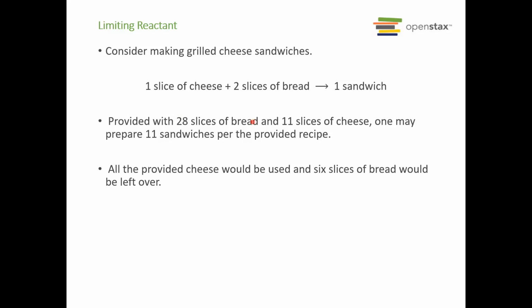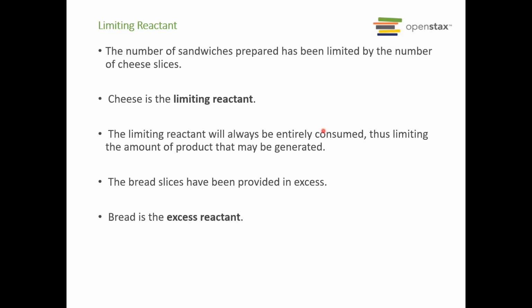So in this example, the limiting reagent would be the slices of cheese, because that's going to dictate how many sandwiches we can make. Whereas the other ingredient, or the other reactant, is just going to be known as the excess reactant, because we have that in excess. We have more than we need based on the other one. So in this case, we can make 11 sandwiches, and then we would still have 6 pieces of bread left over, just because we didn't have any cheese for those.